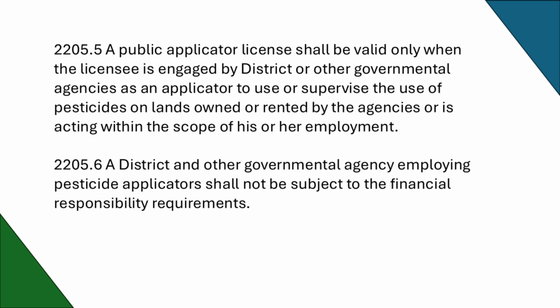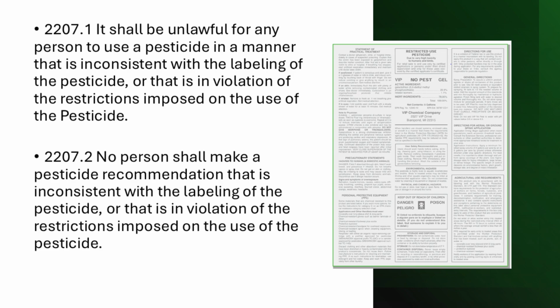2205.6, a district and other governmental agency employing pesticide applicators shall not be subject to the financial responsibility requirements. 2207, unlawful acts. 2207.1, it shall be unlawful for any person to use a pesticide in a manner that is inconsistent with the labeling of the pesticide or that is in violation of the restrictions imposed on the use of the pesticide. 2207.2, no person shall make a pesticide recommendation that is inconsistent with the labeling of the pesticide, or that is in violation of the restrictions imposed on the use of the pesticide.